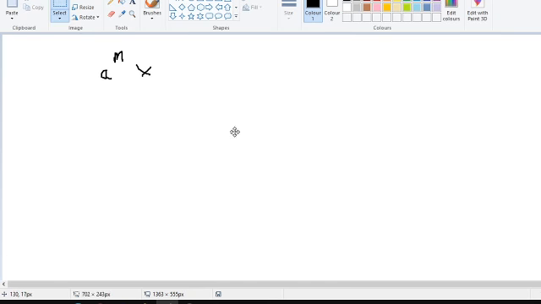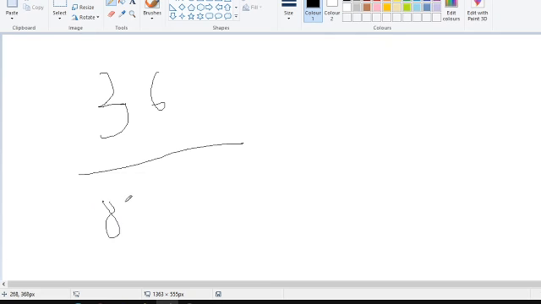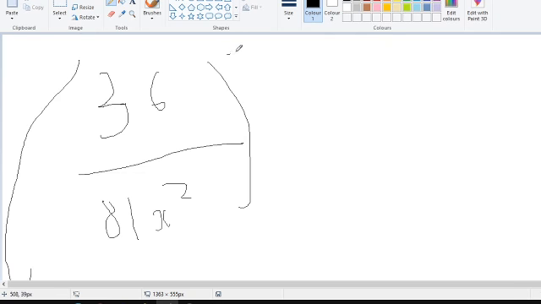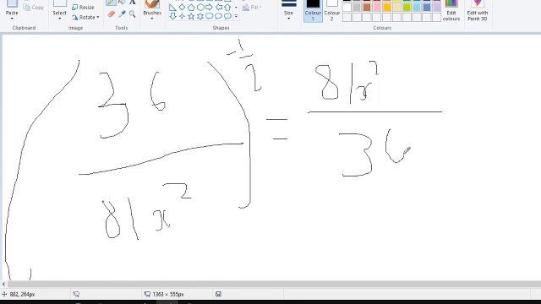So now, what else? Well, theoretically, there is (36/81 x^2), let's just say that. Then let's just do that to the power of minus a half. When you do minus, that's automatically done, so you just flip them around. Just flip them. That is literally it. Just flip the numbers. Don't question it, just do it.